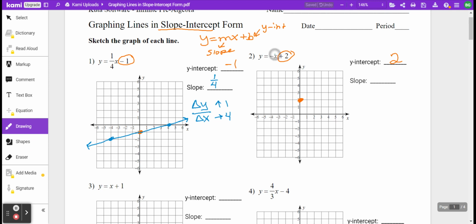Our slope in this case, okay, there's no number. But remember, if I have no number, I'm really just saying -1x. So this -1 is going to be my slope. So again, change in y, change in x. If I have -1, my denominator is 1. So I'm going to go down 1 to the right 1. Down 1 to the right 1. And then connect our line.